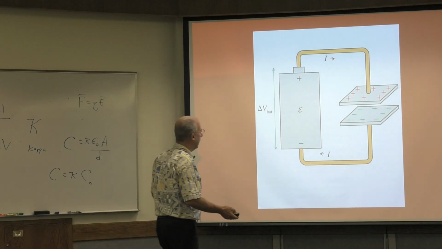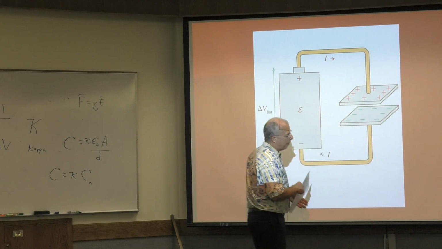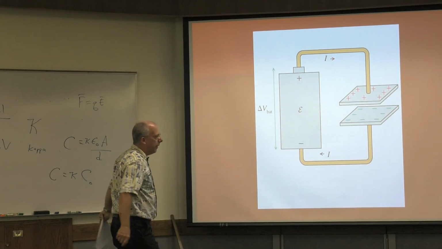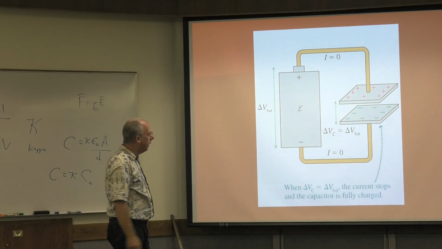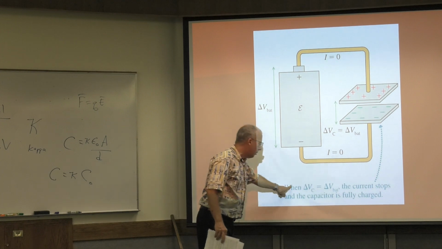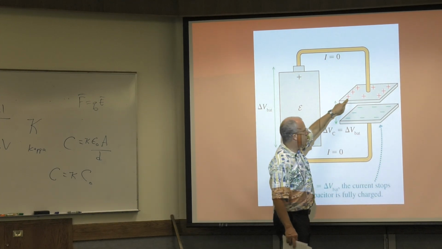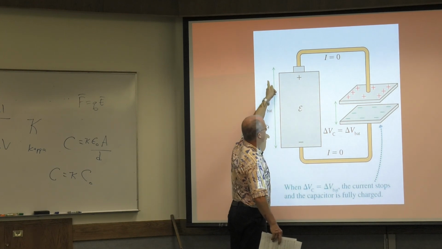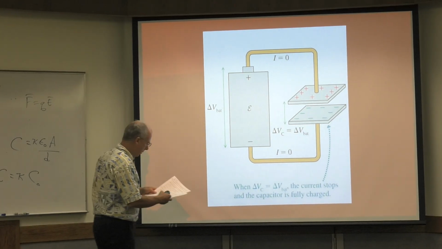So what I'm saying is when you charge an uncharged capacitor, you're going to get current, and you're going to charge up that capacitor, but you can only charge it up so much, and when it's completely full, the current stops. And at that point, the potential difference across the capacitor is the potential difference between the plus and the minus of the battery. Simple as that. I think that makes sense.